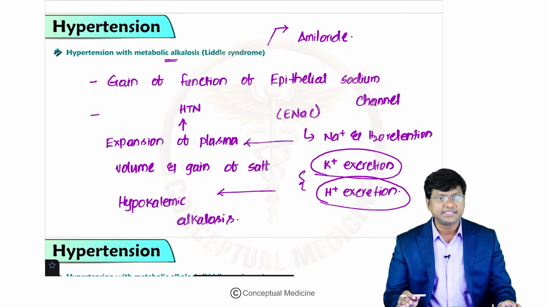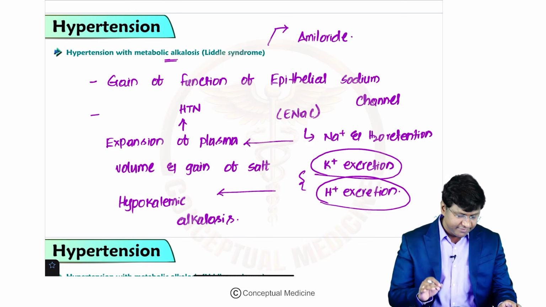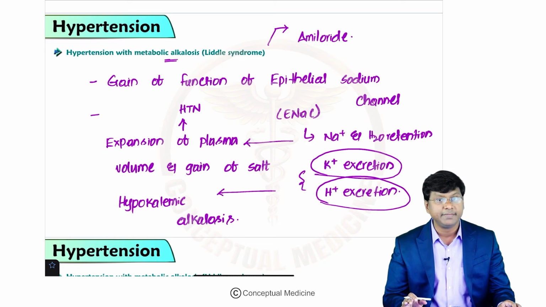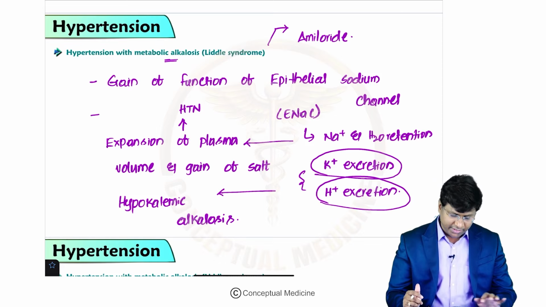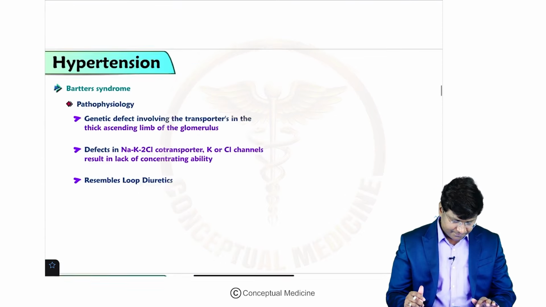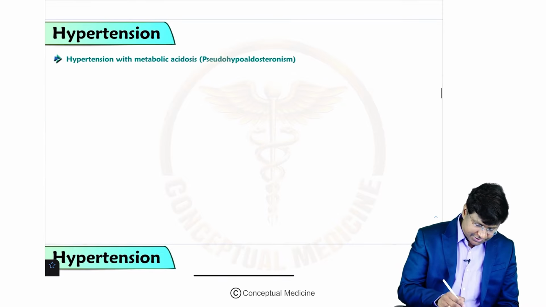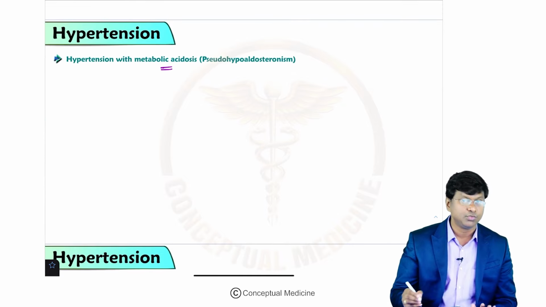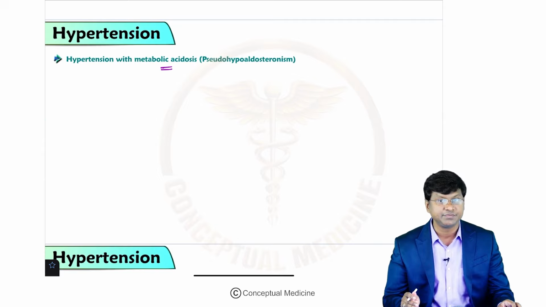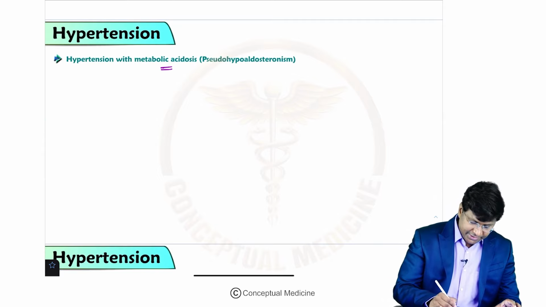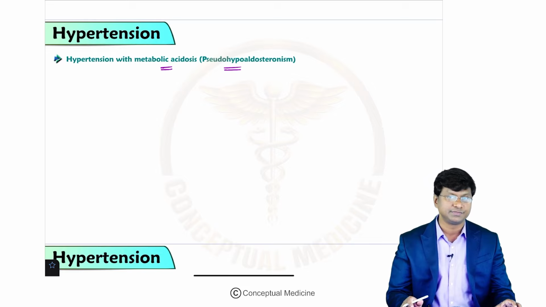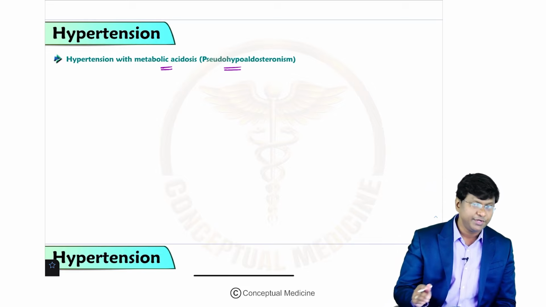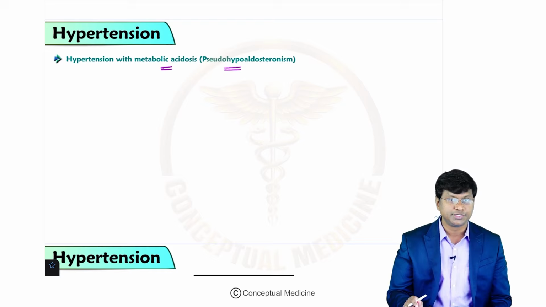So this is the clinical scenario where you have hypertension with metabolic alkalosis. Now we have one more clinical scenario, that is hypertension with metabolic acidosis. What is the condition where you have hypertension with metabolic acidosis? That you will come across in patients with pseudo-hypoaldosteronism. So what do you mean by the word pseudo-hypoaldosteronism?